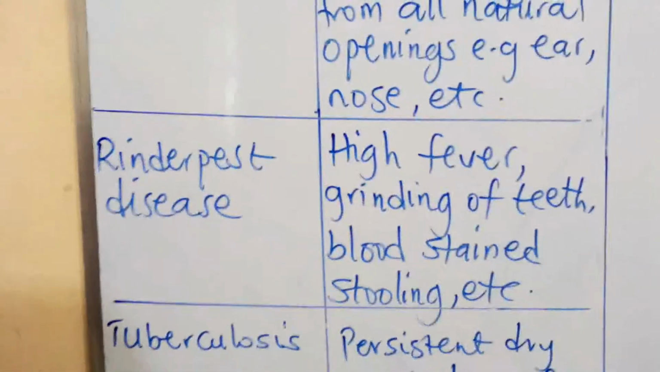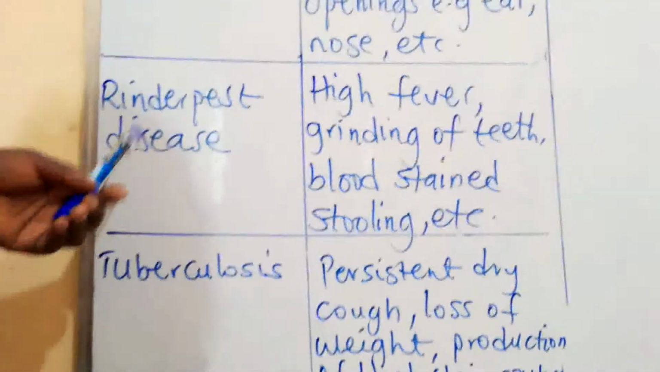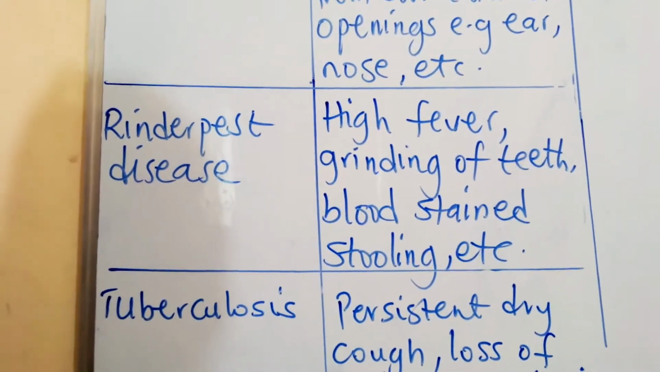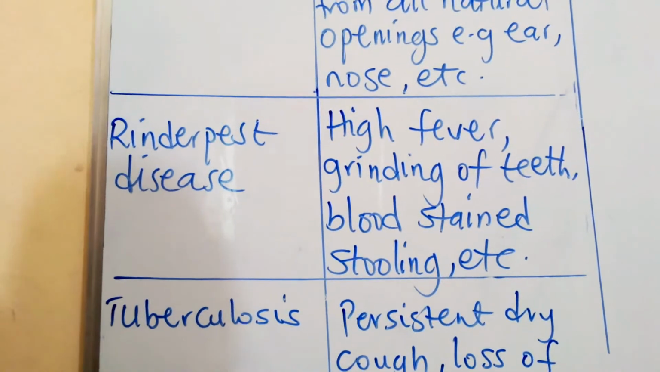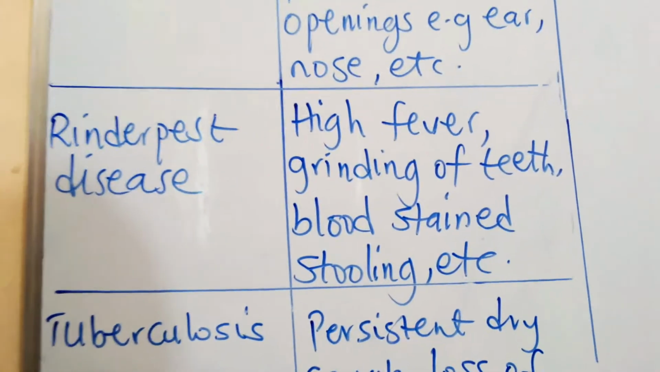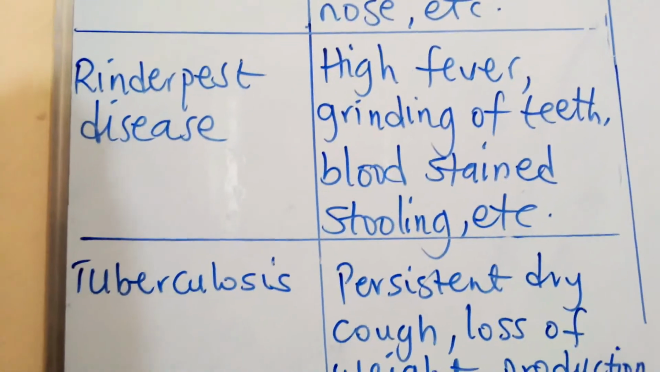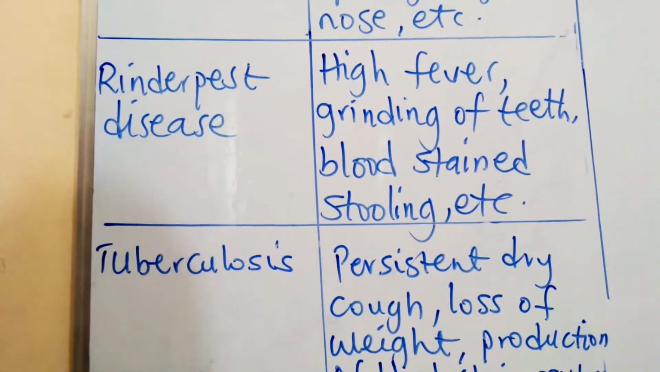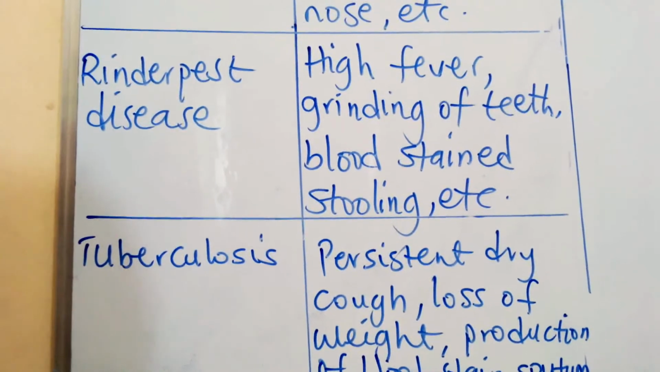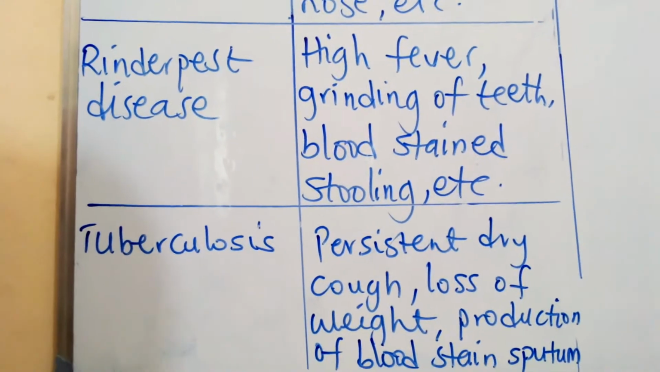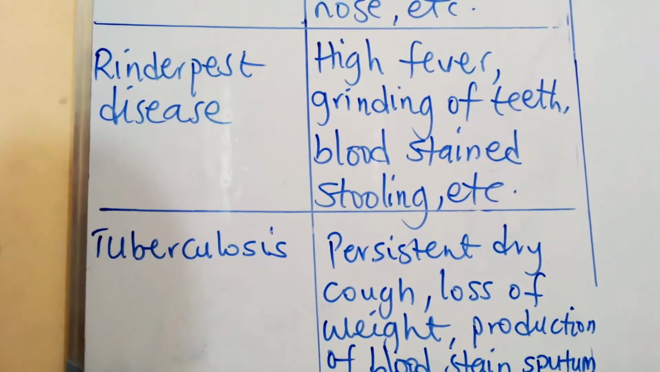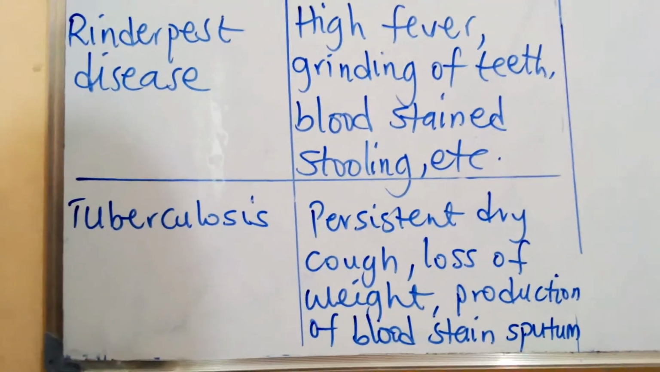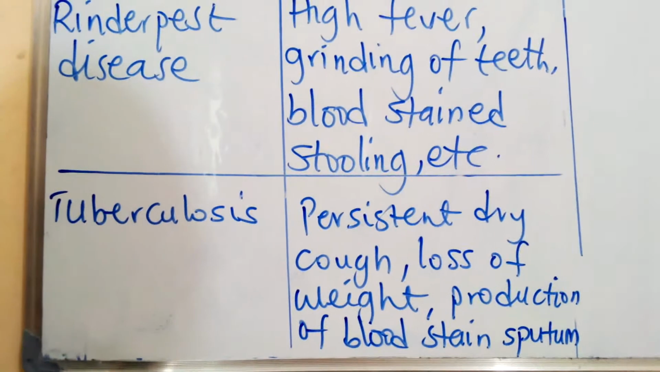When you see this, know that it is an indication of anthrax. We have rinderpest disease with high fever, grinding of teeth, blood-stained stooling, etc. Now we have said earlier that this disease affects goats, cattle, and sheep. So if you see your goat grinding teeth with high fever, maybe blood-stained stooling, know that the animal has been infected with rinderpest.